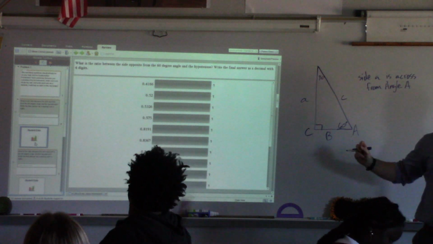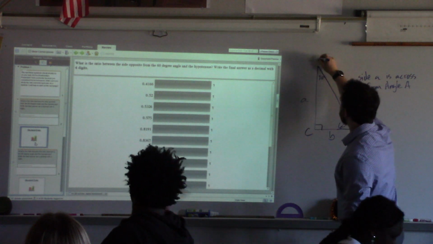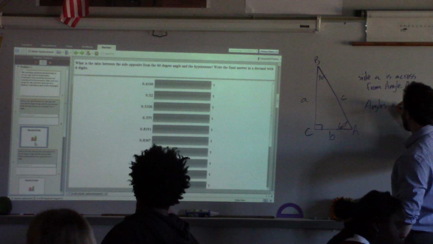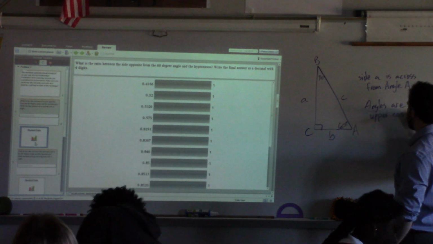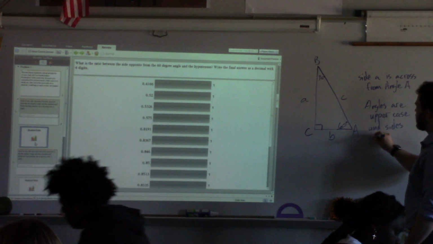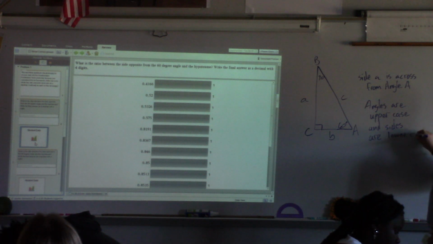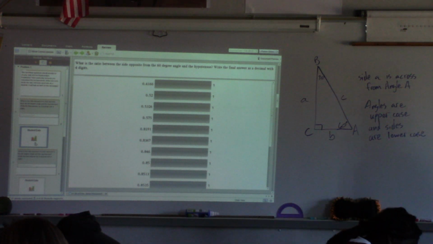So this is a final detail that a lot of us need to make sure we clearly understand about these triangles. Angles are uppercase and sides are lowercase. Let me write it down. Please make sure you have that as a reference point for the future.